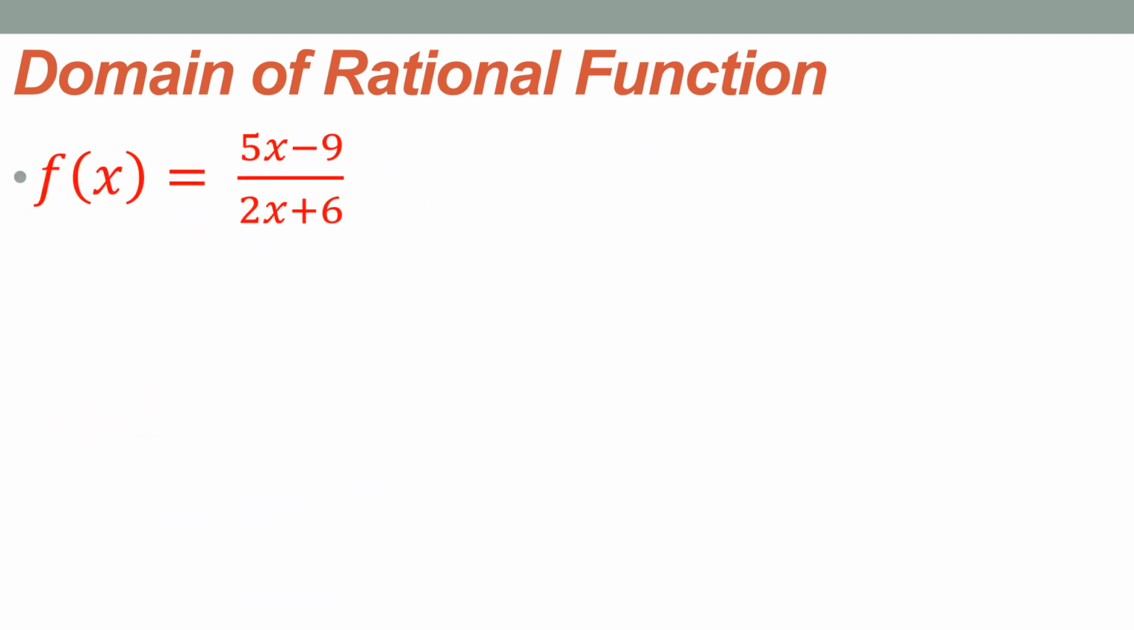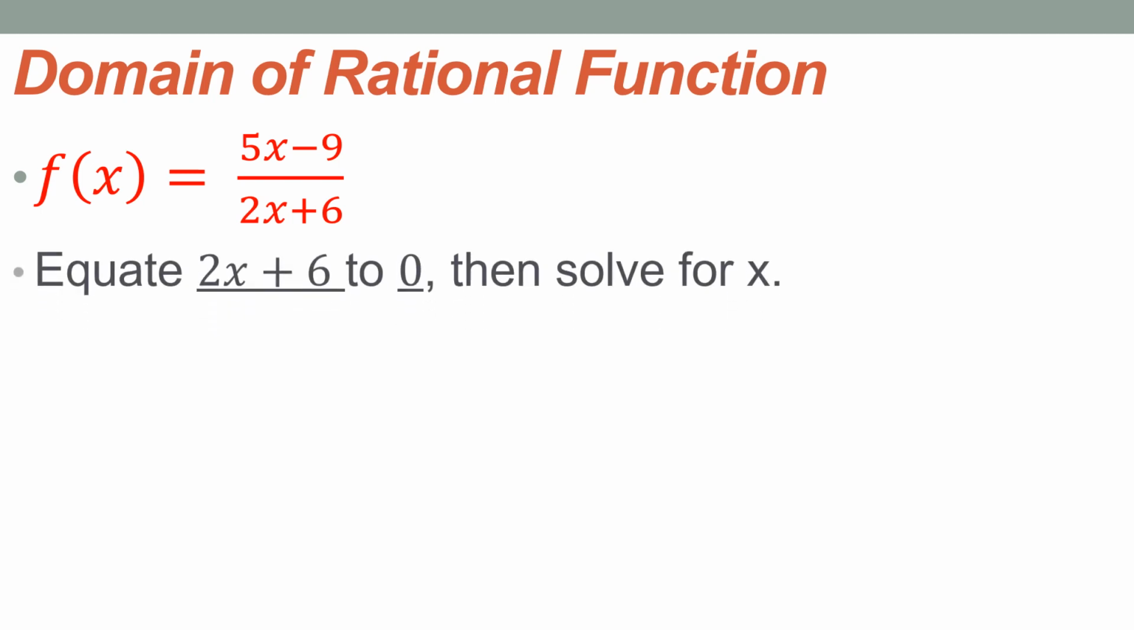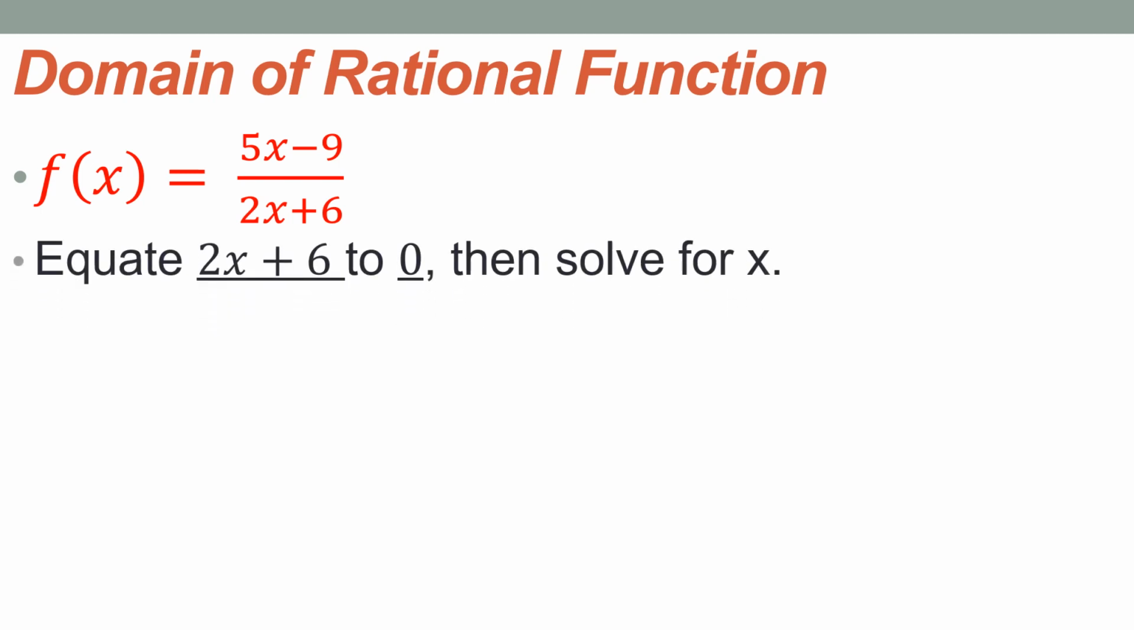Let us find the domain of the rational function f of x equals 5x minus 9 over 2x plus 6. What we're going to do is equate our denominator, 2x plus 6, to 0, then solve for x. We have 2x plus 6 equals 0. 6 will be transposed, making 2x equal to negative 6. To isolate x, we divide both sides by 2. 2x divided by 2 is x. Negative 6 divided by 2 is negative 3, meaning x is equal to negative 3.